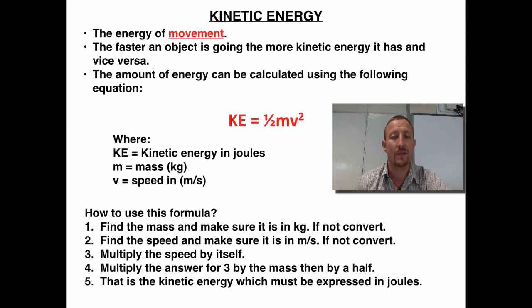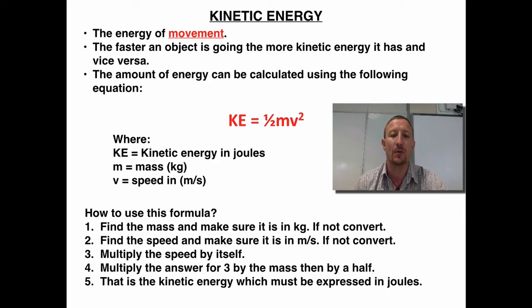Then do exactly the same for the velocity. Is it in meters per second? In most cases in this unit it will be, but if it's not, then you need to convert into meters per second. Once you've done that, then I suggest the next thing that you do is you square your speed. You multiply the speed by itself. Once you've done that, you'll get an answer, and to that answer, you then want to multiply by 1/2 and then multiply by the mass and hit the equal sign. That will then give you the kinetic energy, and all you then have to do is place a capital J next to it, and that will give it to you in joules.